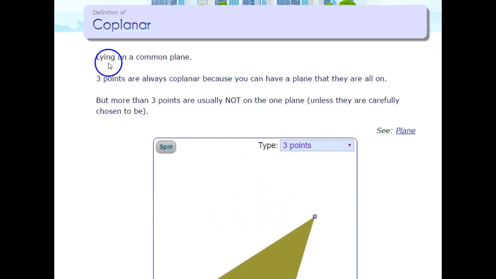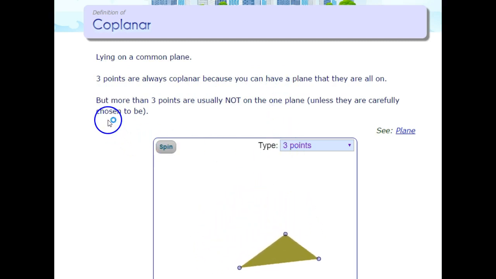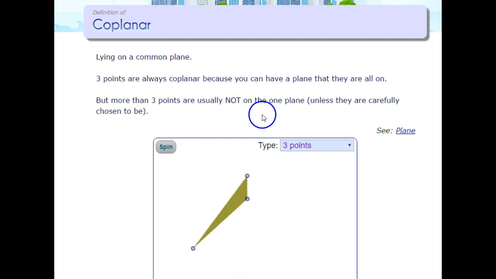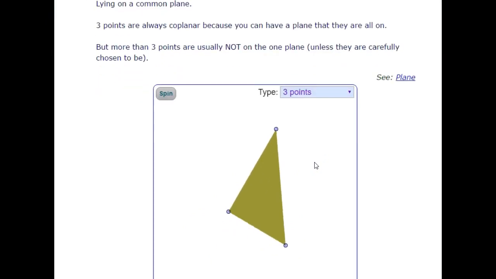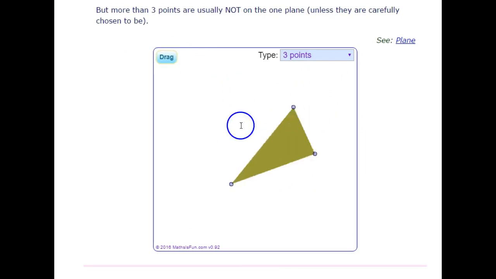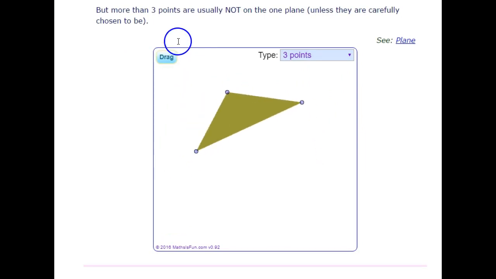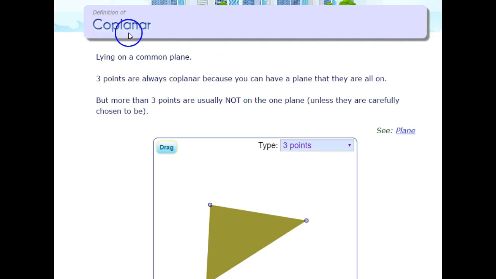Coplanar. We're talking about lying on a common plane. 3 points are always coplanar because you can have a plane that they are all on. But more than 3 points is usually not on a plane, unless we carefully choose them to be that way. So as you can see here, for our points, they are all lying on the same plane. Notice the name, coplanar, we have with the plane.